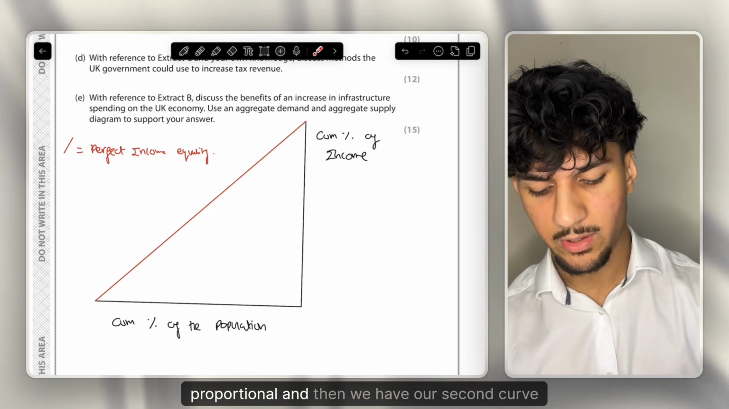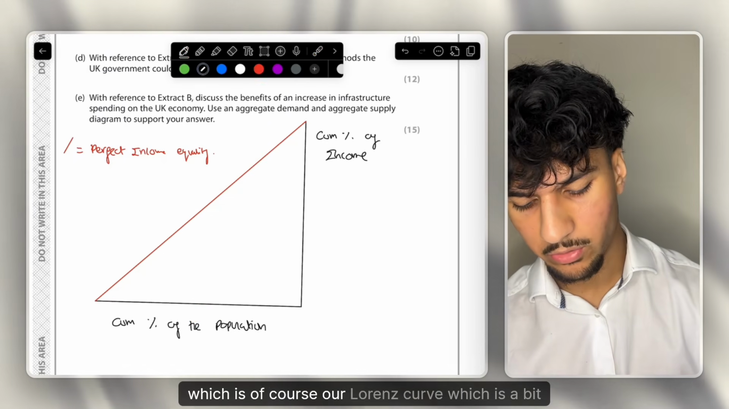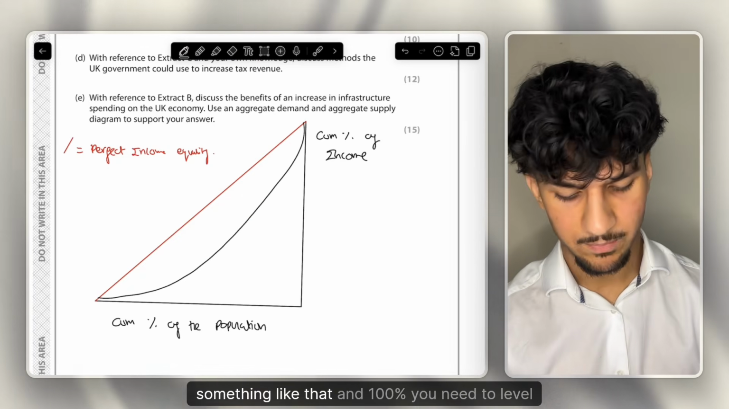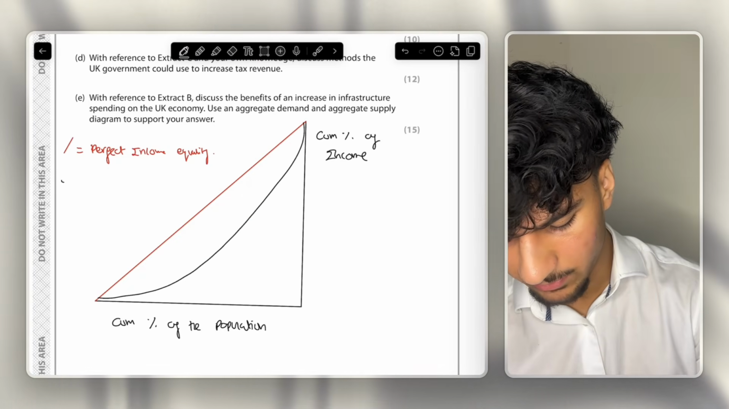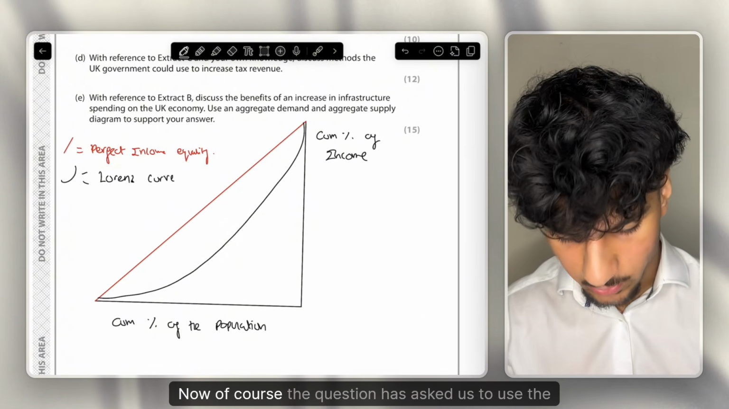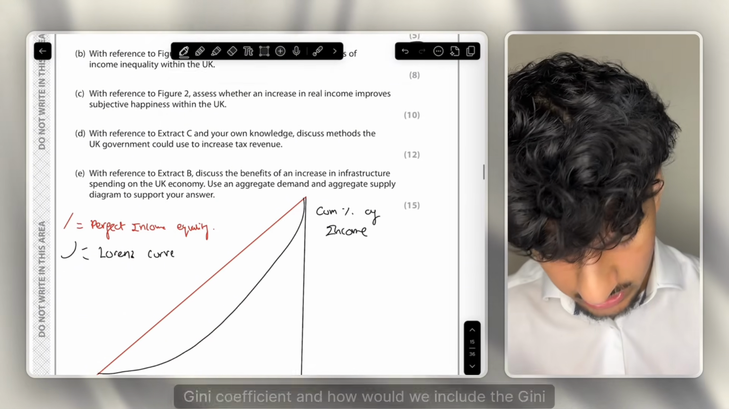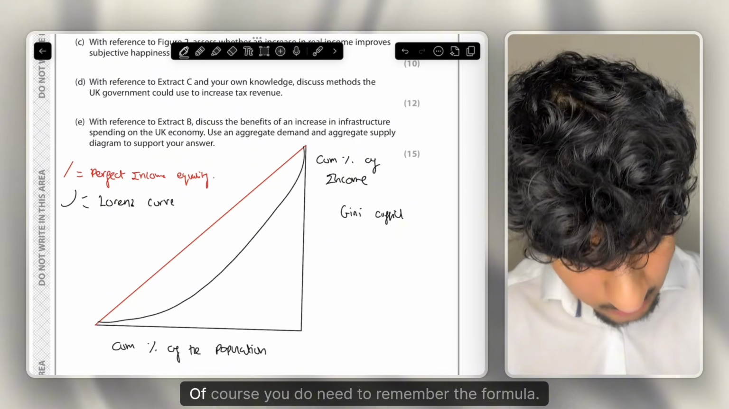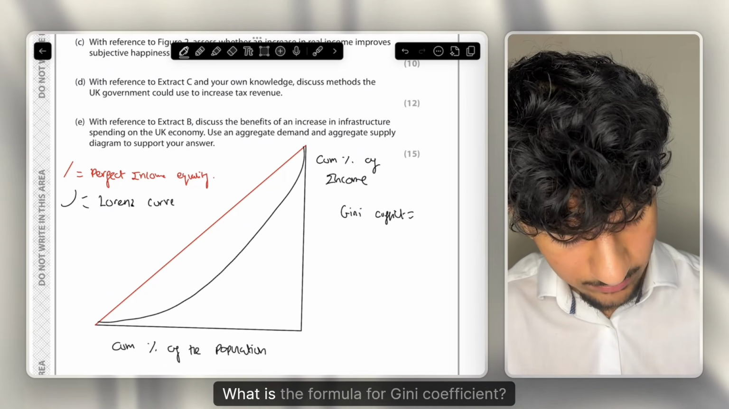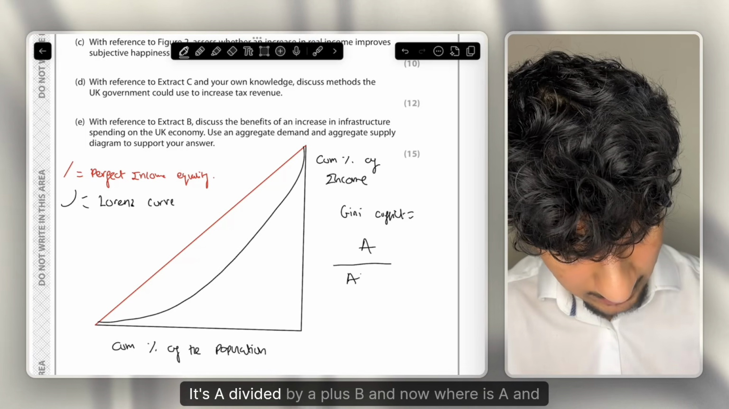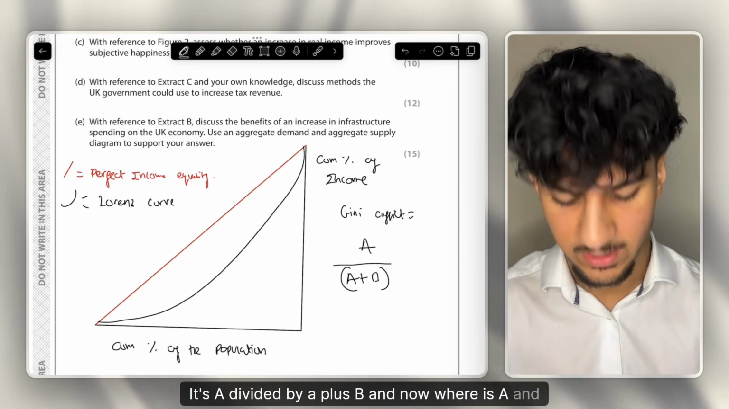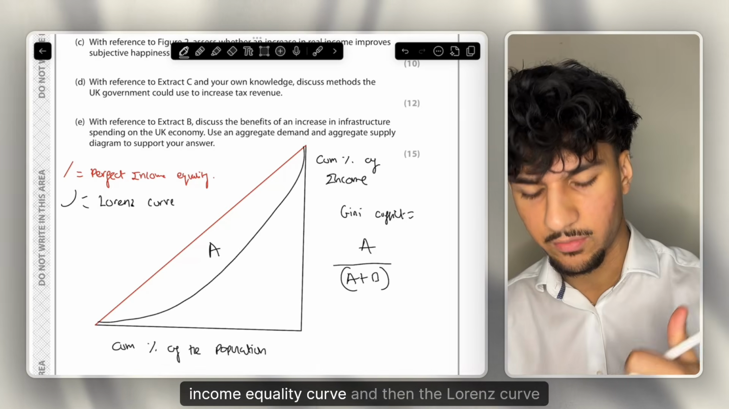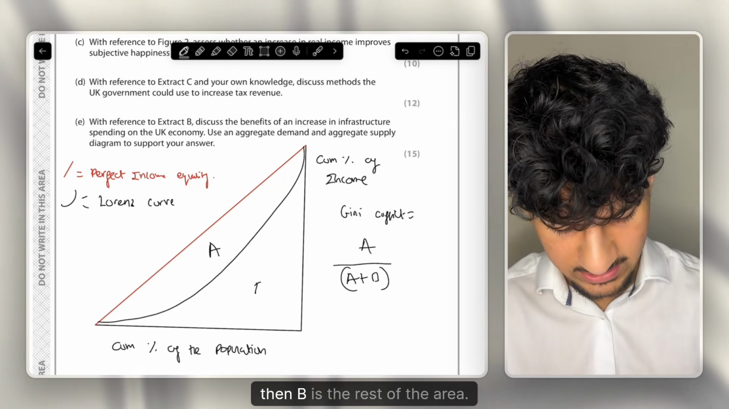So it's proportional. And then we have our second curve, which is of course our Lorenz curve, which is a bit more bendy and it's more of a curve shape. Looks something like that, and 100% you need to level that up. Lorenz curve. Now, of course, the question has asked us to use the Gini coefficient, and how would we include the Gini coefficient here? Of course, you do need to remember the formula. What is the formula for Gini coefficient? It's A divided by A plus B. And now, where is A and where is B? Simply just A is a section between the perfect income equality curve and then the Lorenz curve, then B is the rest of the area.